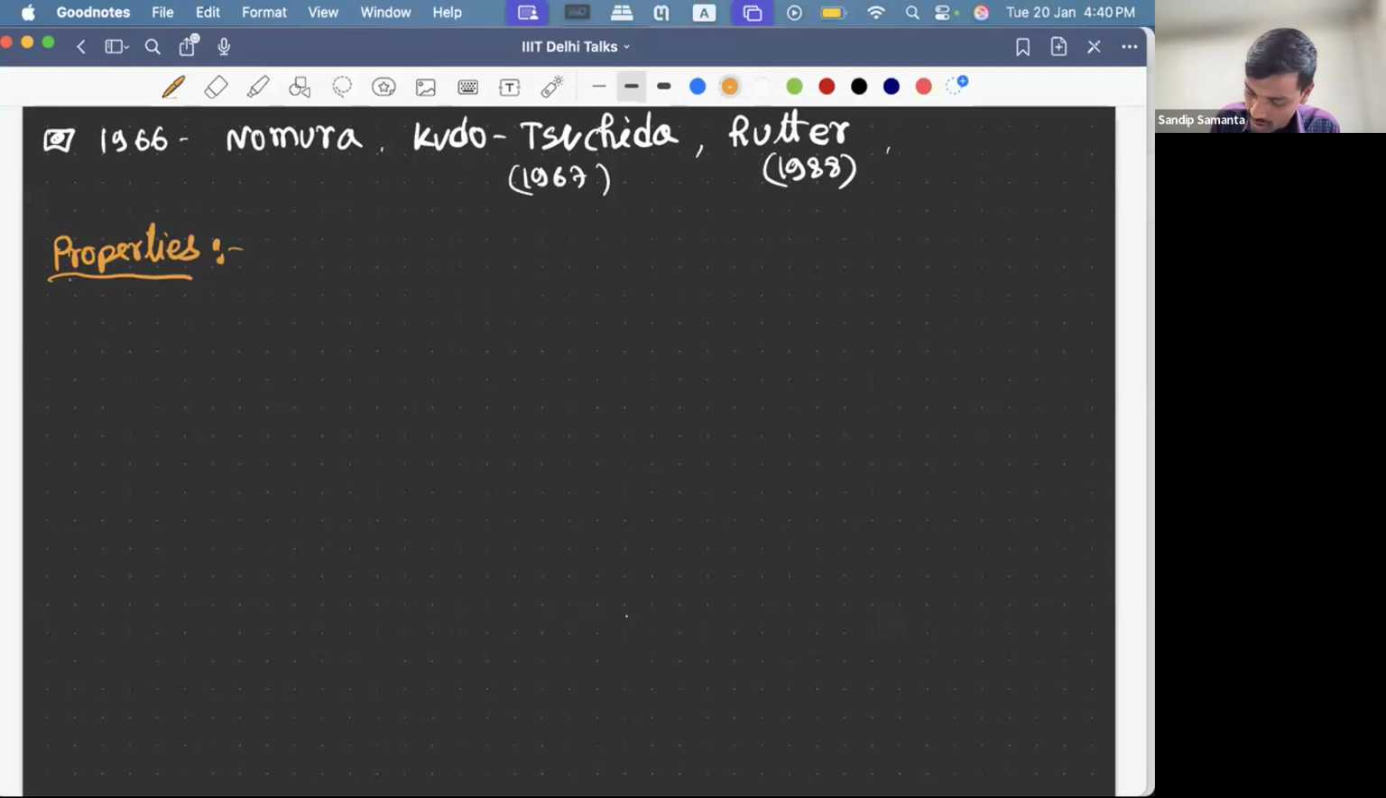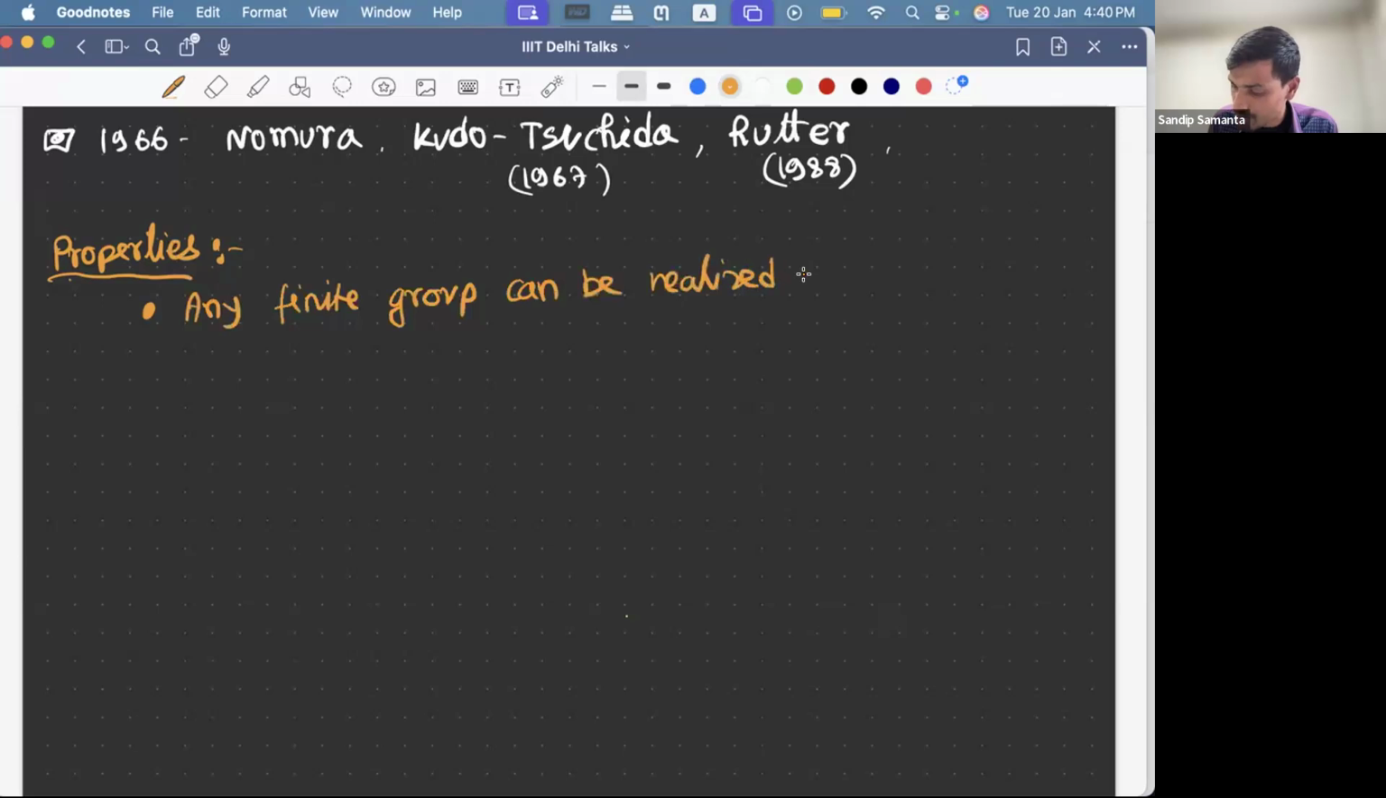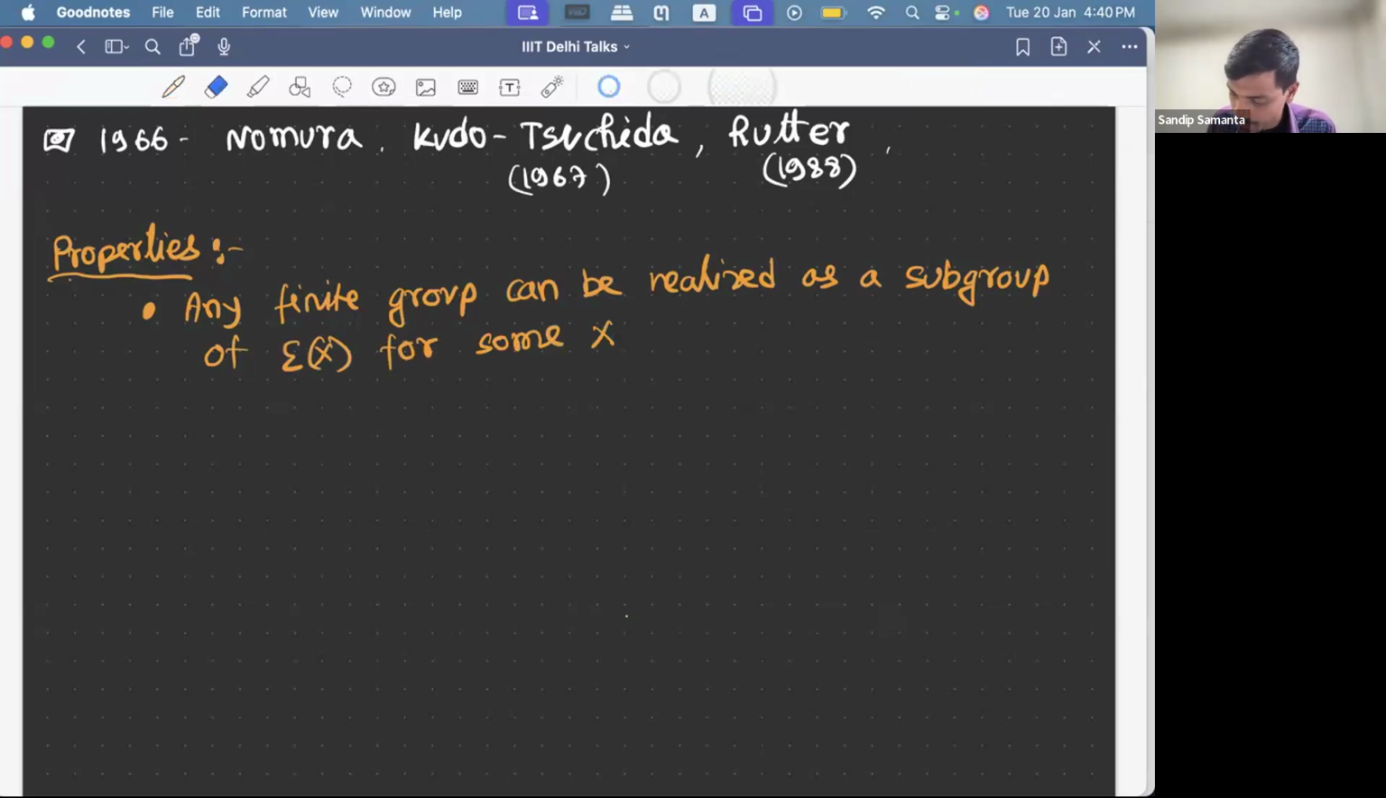So the first thing is that any finite group can be realized as a subgroup of some E X, for some X. We can assume this is some X. Okay, some X, let's say. So how can we do that?